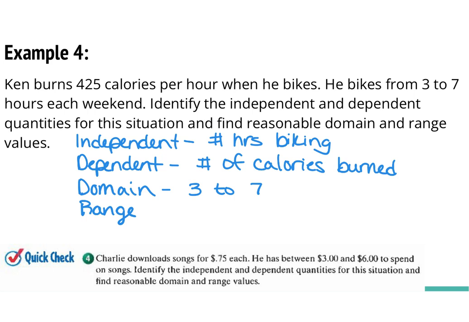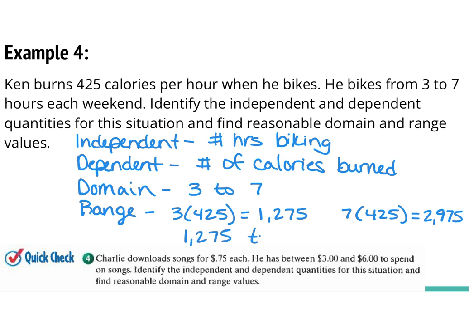So if he's biking 3 hours, we would take that 425 calories he can burn per hour and multiply it by 3. So he would burn 1,275 calories in 3 hours. Well, we want to figure out how many calories he can burn if he bikes 7 hours, the maximum amount he could bike. So we do the same thing, but plug in 7, and we would find that he would burn 2,975 calories.